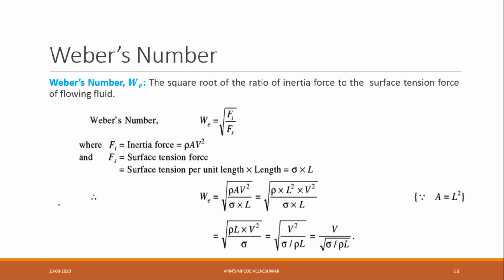Now one more value, that is Weber's number, We. What is the ratio here? Fi upon Fs. What is Fs here? Surface tension force. What is the formula for surface tension?